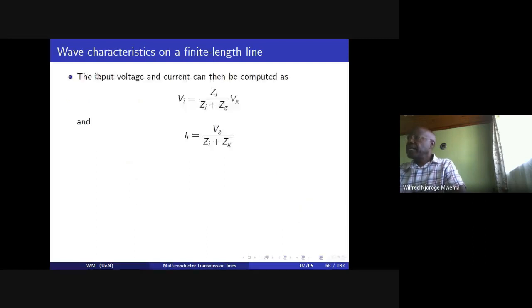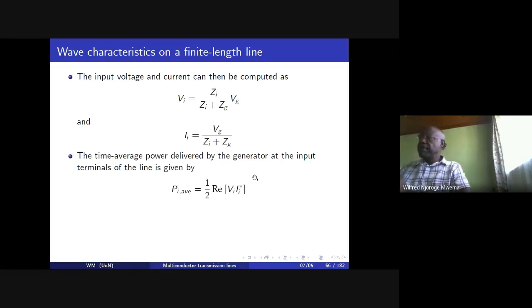The input voltage and current can then be computed as follows: VI is equal to the potential divider expression, that is Zi over Zi plus Zg multiplied by Vg. And the current is simply the open circuit voltage of the generator divided by the total impedance that is seen. We can see that Zi and Zg are in series as far as the generator is concerned. So the time average power that is delivered by that generator at the input terminals of the line is therefore going to be given by Pi average equal to a half the real part of Vi multiplied by the complex conjugate of II.